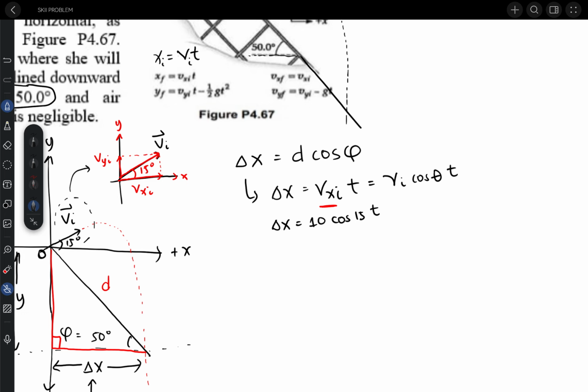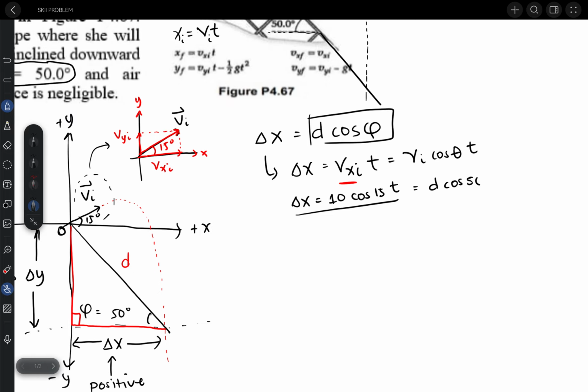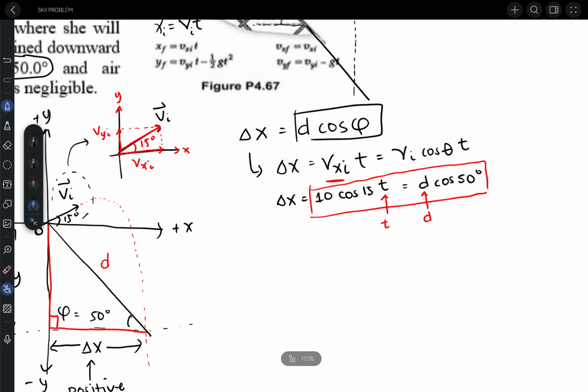Okay, now we can use this to equate to our first equation here, d cosine phi, and we'll have d cosine of phi is 50 degrees, then we'll have 50 degrees. Okay, and what we have here is an equation in which two variables are missing, the t and d. So we need another equation in which t and d are also missing, so we can solve these missing values.